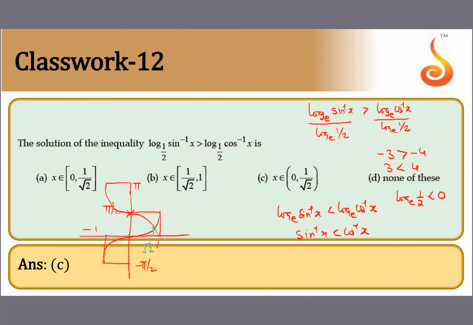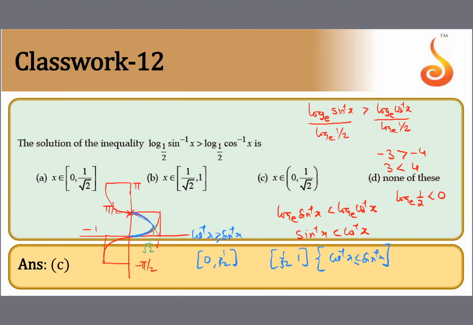So what we observe is cos inverse x is greater than sin inverse x in the interval 0 to 1 by root 2. From 1 by root 2 to 1, cos inverse x is less than or equal to sin inverse x. You can see this graphically.